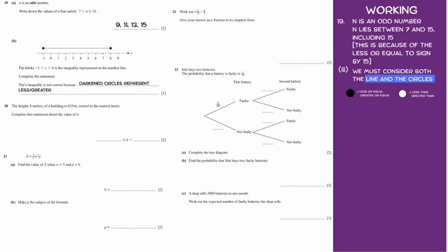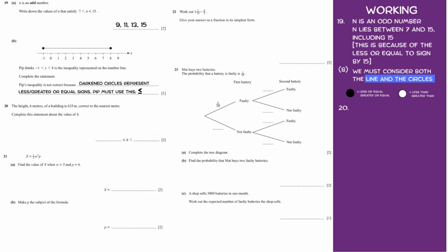For part B, we are asked to comment on Pip's statement. What's important to note is both the length of the line and the state of the circles on each side. In terms of his statement, he is correct about the length of the line, but incorrect about the circles. Since they are darkened, that means that they should be less than or equal to or greater than or equal to signs. For question 20, we are asked to complete the following statement about value h. This value is correct to the nearest meter, and therefore it requires an upper and lower bound.